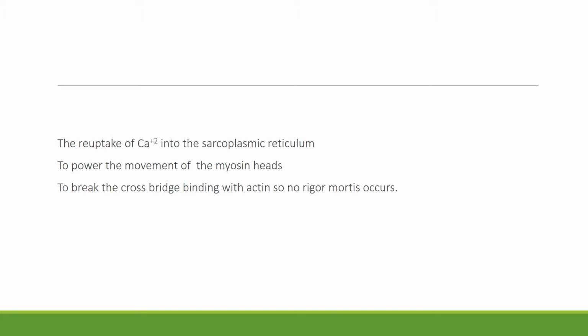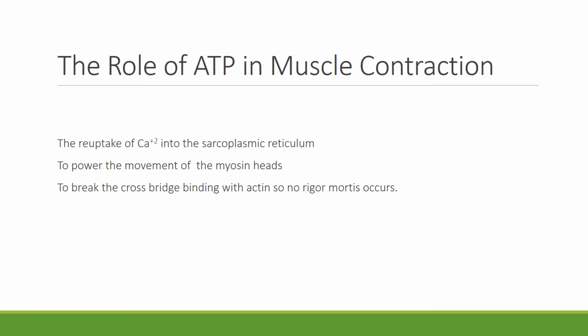There are three reasons ATP is needed for muscle contraction. The first is the reuptake of calcium into the sarcoplasmic reticulum is an energy requiring process. It's necessary to power the movement of the myosin heads, and it's necessary to break the cross bridges that bind with actin so rigor mortis does not occur.